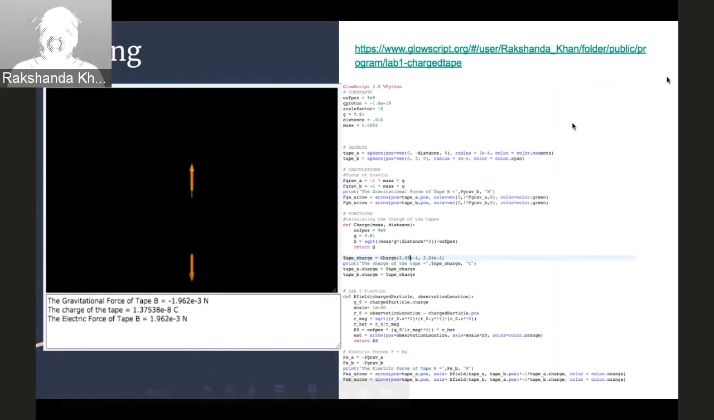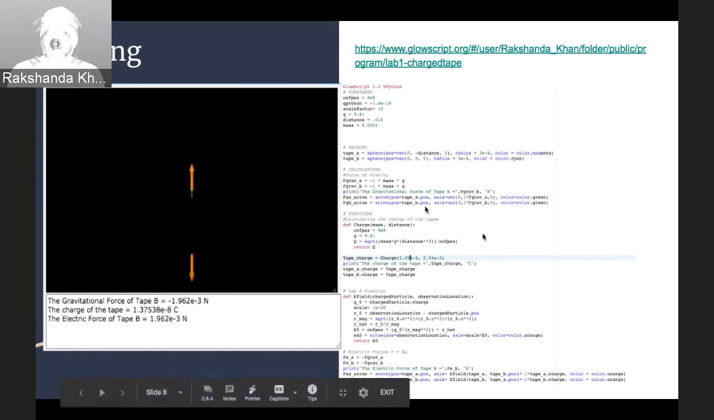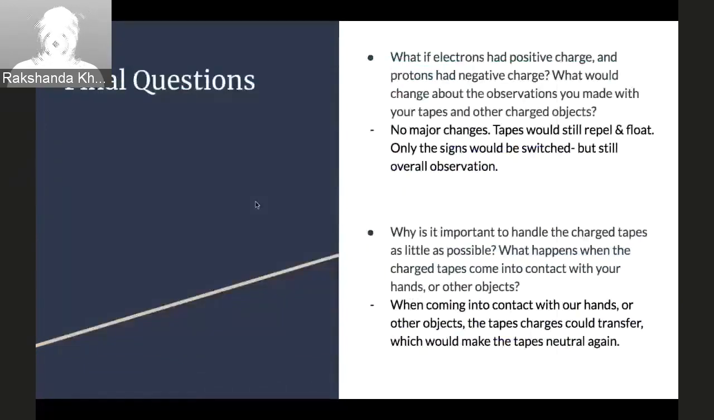Here is the link to my computational coding for this lab. I attached a screenshot of it here as well. And this is the output results once you run this program, and you can see the results I obtained computationally, and you can also figure out what assumptions I made looking at my code.